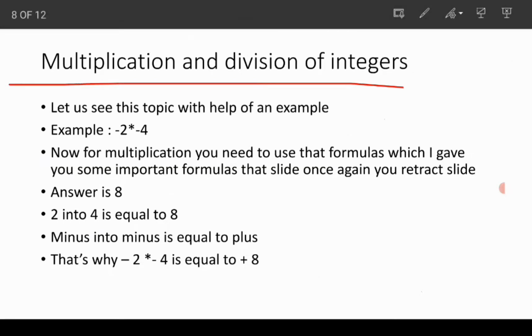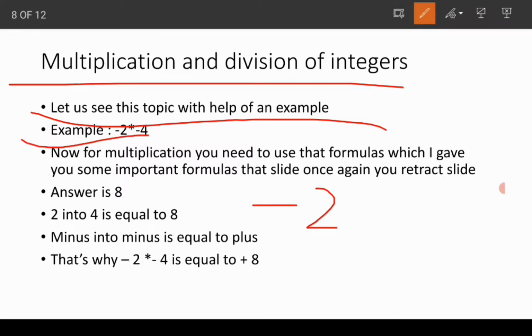So what are we discussing? Multiplication and division of integers. Let's see this topic with the help of an example. Minus 2 multiplied by minus 4. So what answer will you get? Leave the sign, now we don't know signs. So 2 into 4, what will it be? 8.